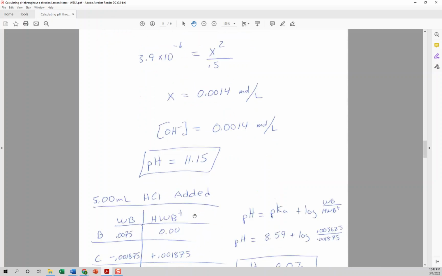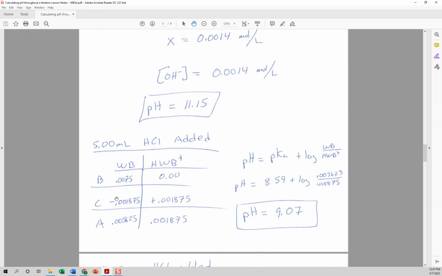Okay, so at 5 milliliters, remember we're in the buffer zone. I suggest you make a BCA chart, but in this case we don't start out with the buffer. Initially, before we add any HCl, all we have is WB, and we don't have any HWB plus. And remember, moles, so that's why I calculated the initial moles of WB. We have 0.0075 moles before we add any HCl in our flask, and we have 0 HWB plus, okay?